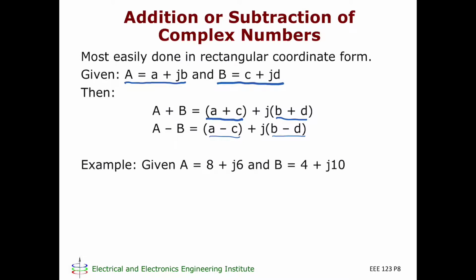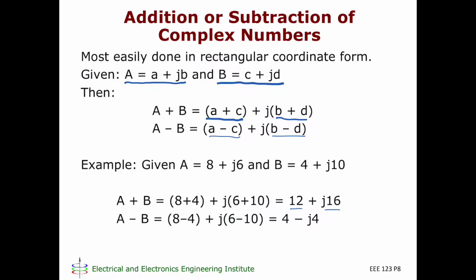So let's take an example. This should be very trivial. If A is 8 plus j6 and B is 4 plus j10, for the sum, the real part would be 8 plus 4, which is 12, and the imaginary part would be 6 plus 10, which would be 16. So that's 12 plus j16. And the difference, the real part would be 8 minus 4, which is 4, and the imaginary part would be 6 minus 10, which is minus 4, so that would be 4 minus j4.